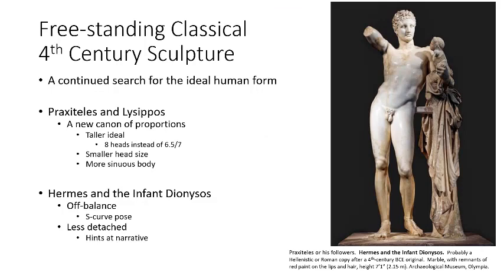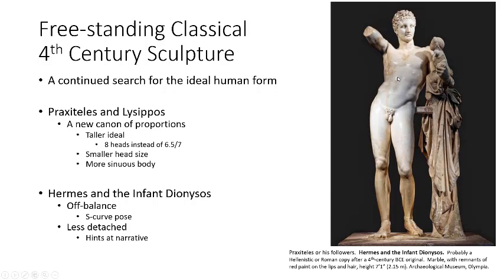Once we get to the 4th century, sort of beyond the classical period, we see a continued search for the ideal human form. We're starting to know more about who the artists are. Praxiteles and Lysippos are two artists that we know of, and we are told that they created a new canon or recipe of proportions.